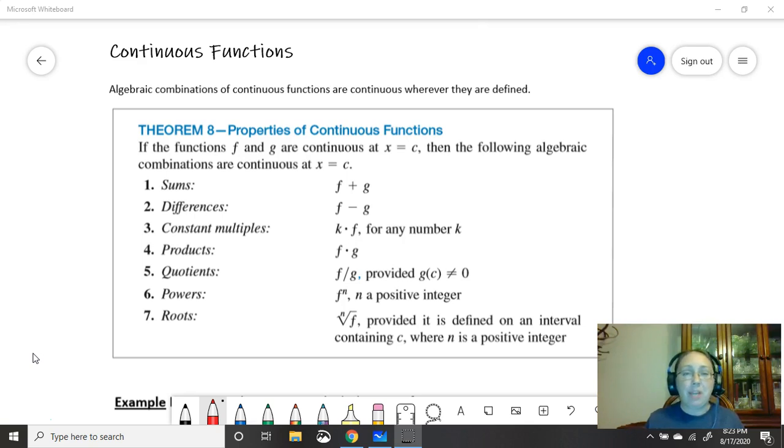All right, so here's our theorem. If you add two continuous functions together, they're continuous. If you subtract two continuous functions, they're continuous. If you multiply a number, number 3 here, this k is a constant multiple. So if you take a number and multiply by a continuous function, it's still continuous. If you multiply continuous functions, they're continuous.